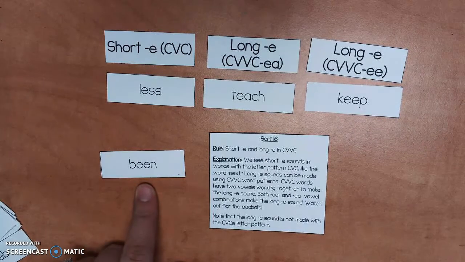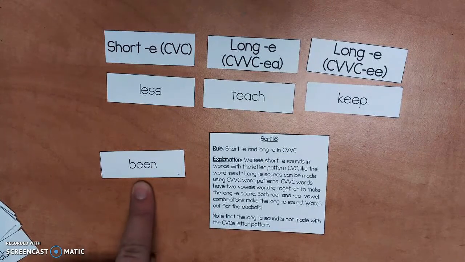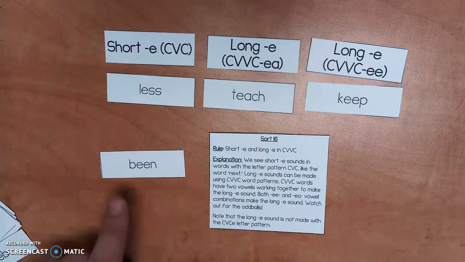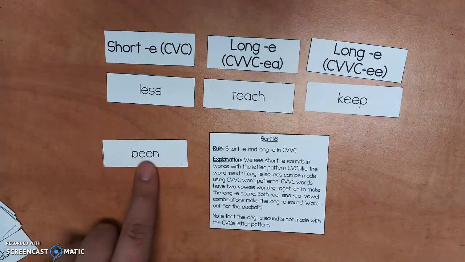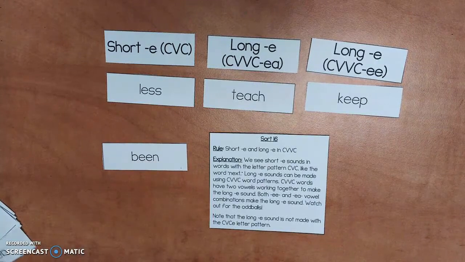This is how we would write that. So our EE is not making an E sound. It's making like a short I sound. So this is our oddball for this sort.